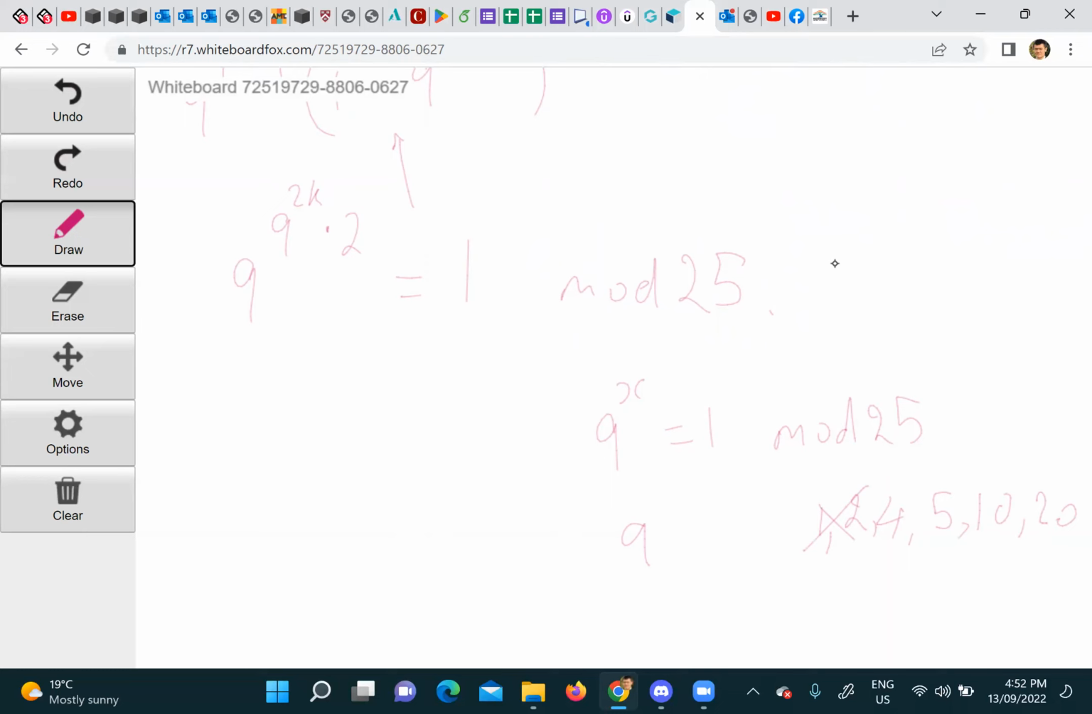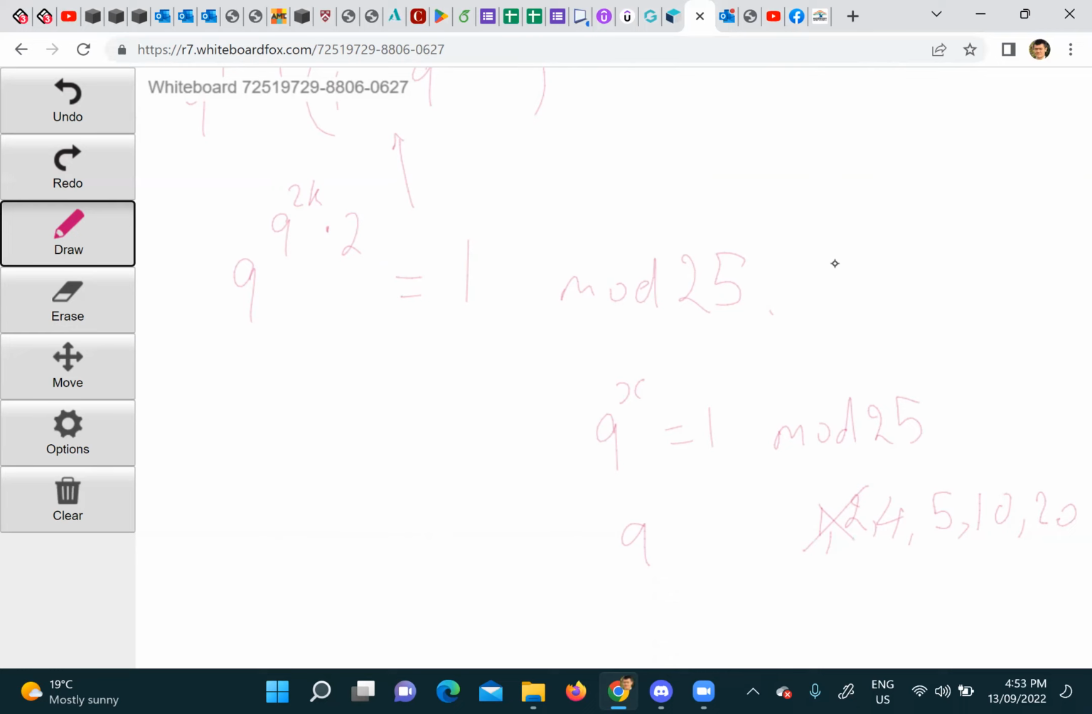9 to the 4 is 1 mod 5, right? Yes. 6561, so that's like 11. So 9 to the power of 8 definitely works, right? There are a lot of ways we can do this. Actually, hold on, we can probably still keep doing mod 20.